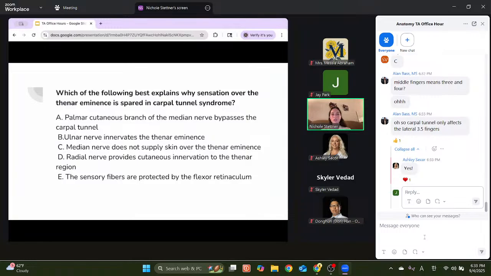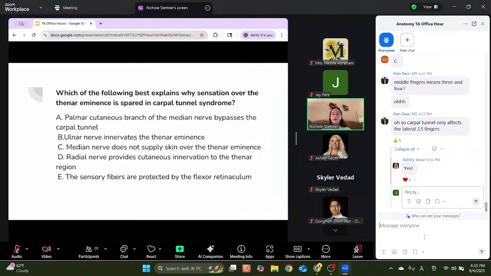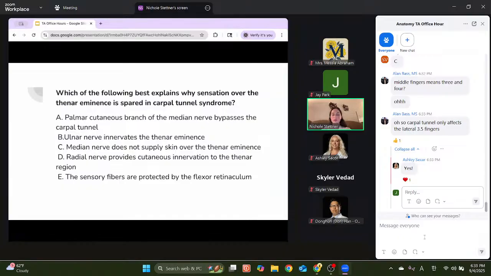Let's all try this problem. So what explains why sensation of the thenar eminence is spared in carpal tunnel syndrome? This is really important.